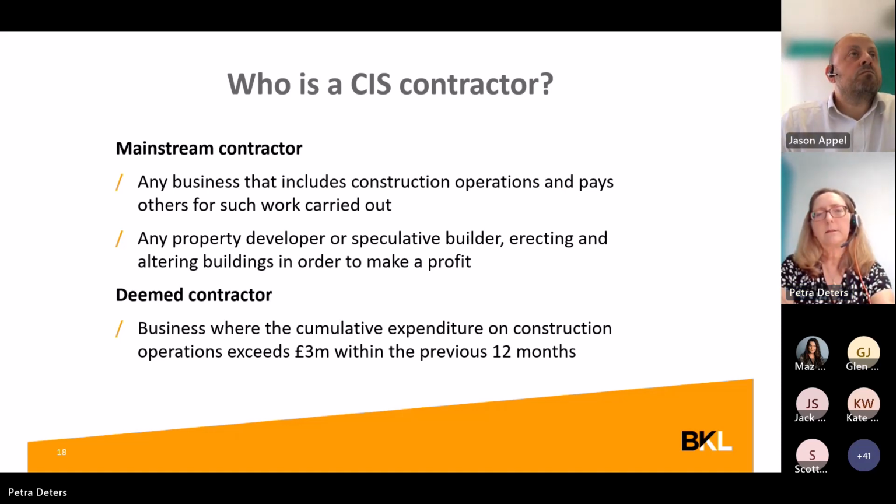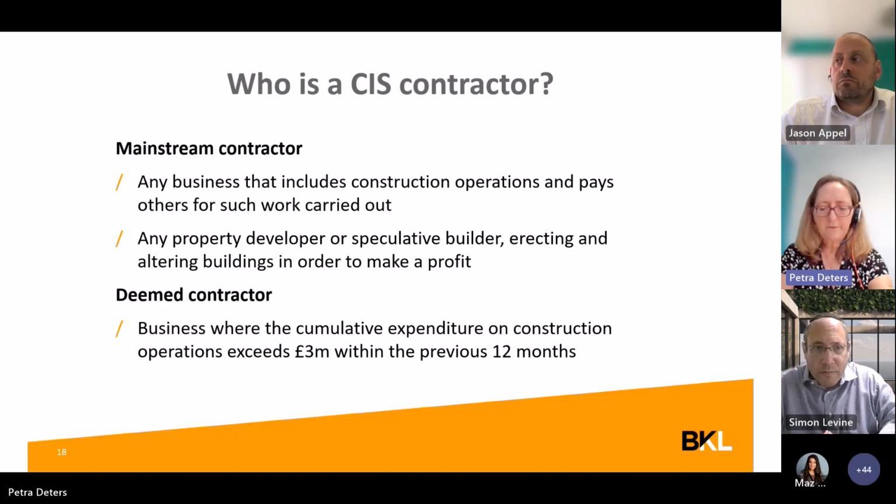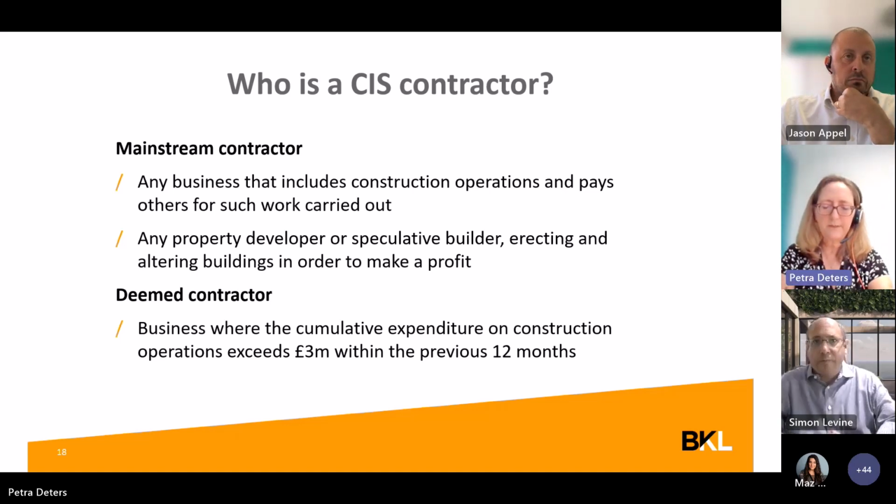The one area CIS never applies is on private households, so on buildings that you yourself live in. So if you have a loft conversion or whatever conversion going on there, that will not fall under CIS. A mainstream contractor is any property developer or speculative builder erecting and altering buildings in order to make a profit. So the intention of a contractor here is to build something, to create something new, to create something different, and then make a profit out of that.